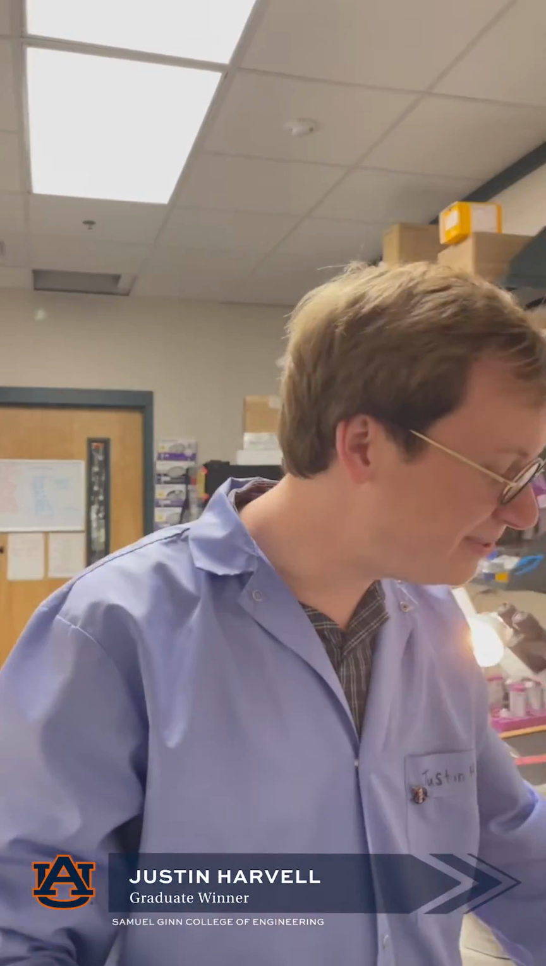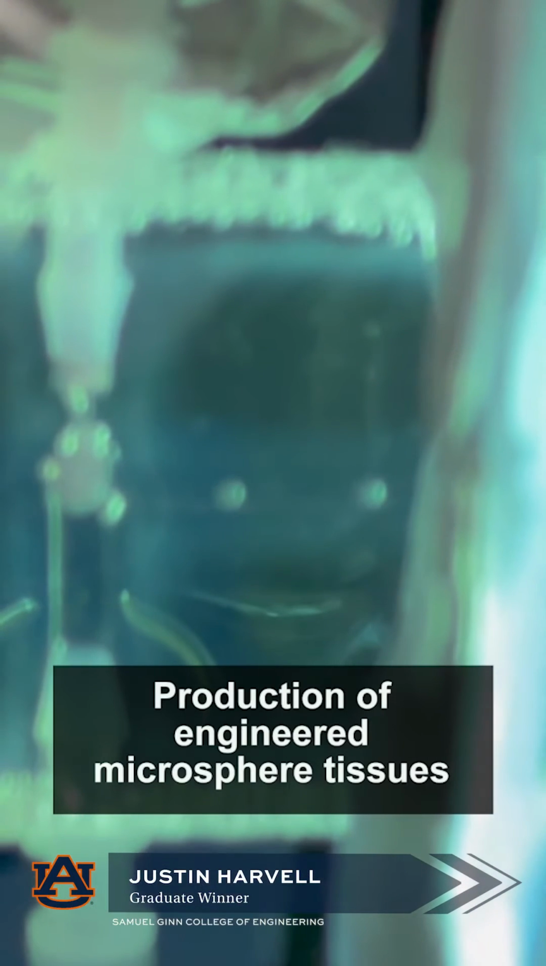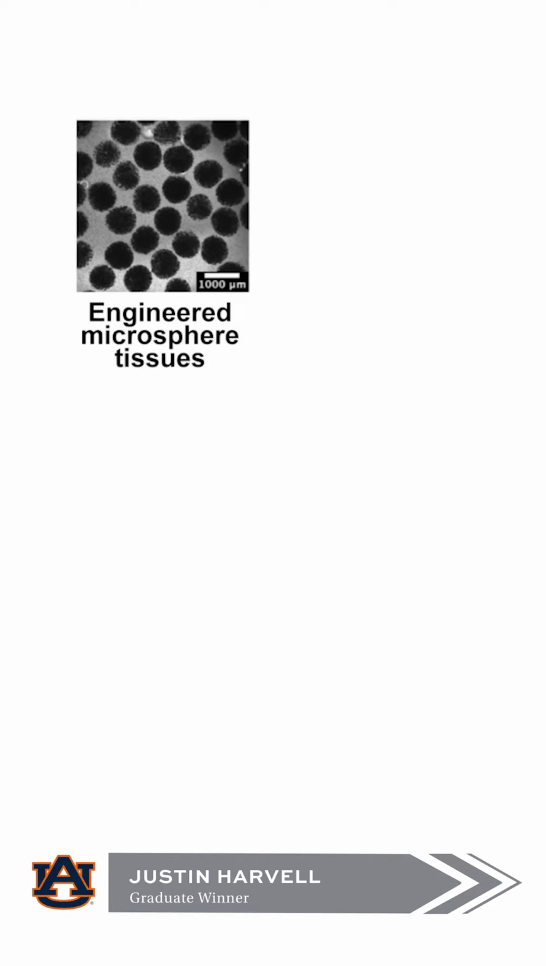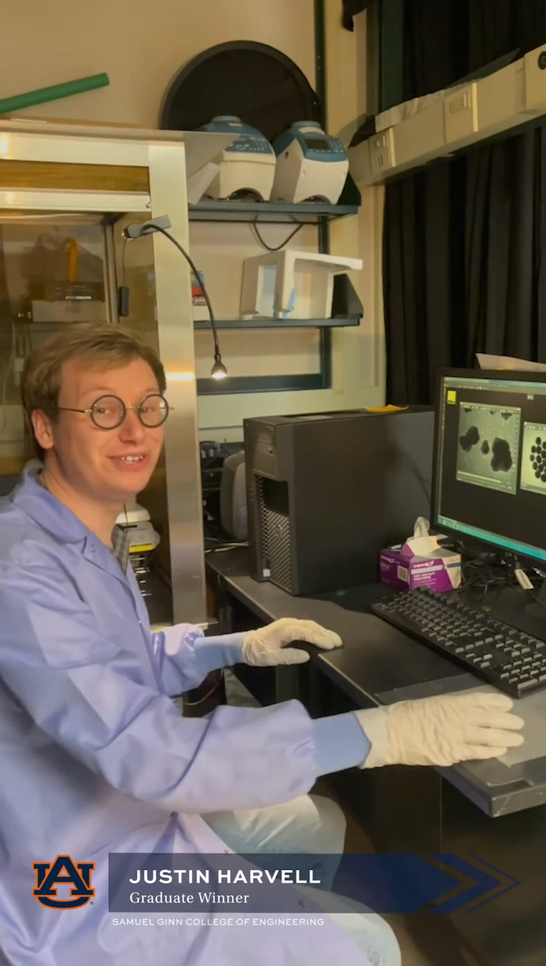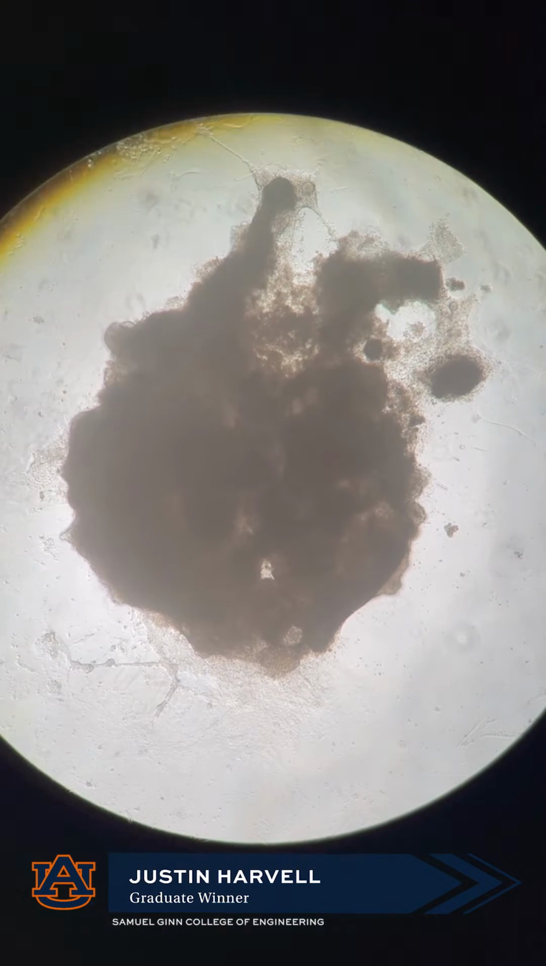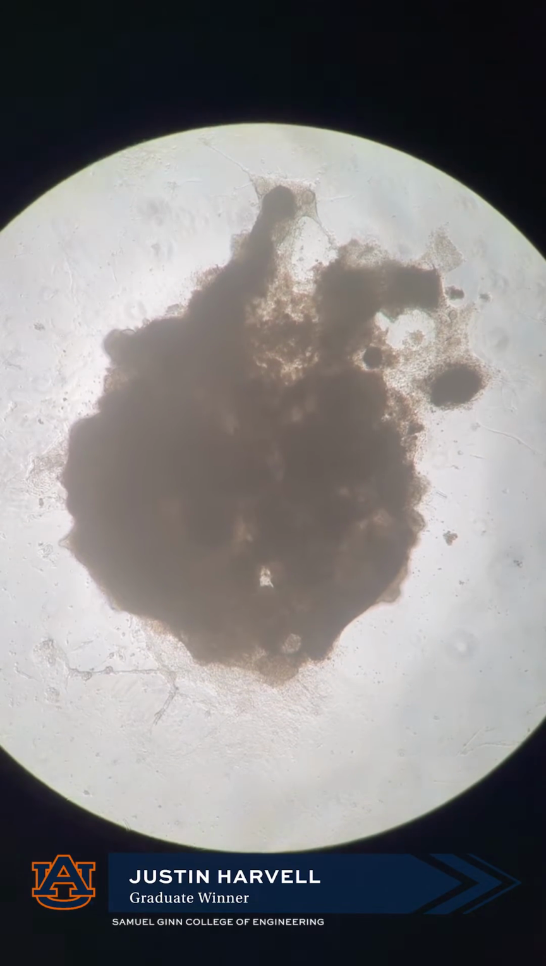We need to make really large engineered heart tissues, and the way I'm tackling this problem is by taking smaller engineered tissues and using them as building blocks to make larger sized tissues, kind of like little Legos. And what's really cool is that these tissues spontaneously start beating. So we're using these really small tissues to make really large tissues, such that hopefully one day we'll be able to fix your broken heart.